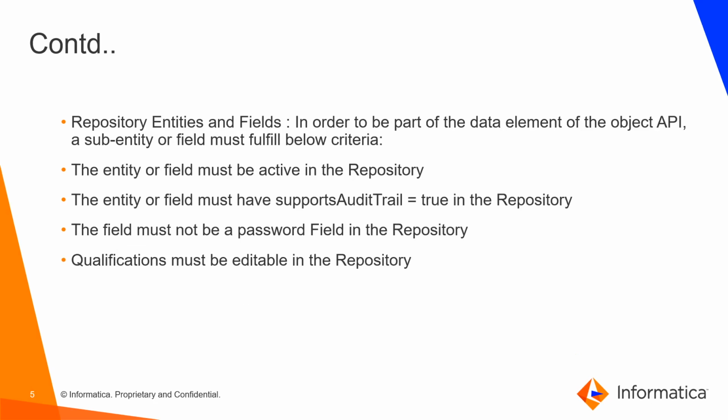For inclusion in the Object API's data elements, sub-entities or fields must meet these criteria. The entity or field must be active within the repository. Supports audit trail must be set to true for the entity or field in the repository. Fields designated as password fields in the repository cannot be included. Qualifications should be editable within the repository. These criteria ensure the suitability of sub-entities and fields for integration into the Object API's data structure.